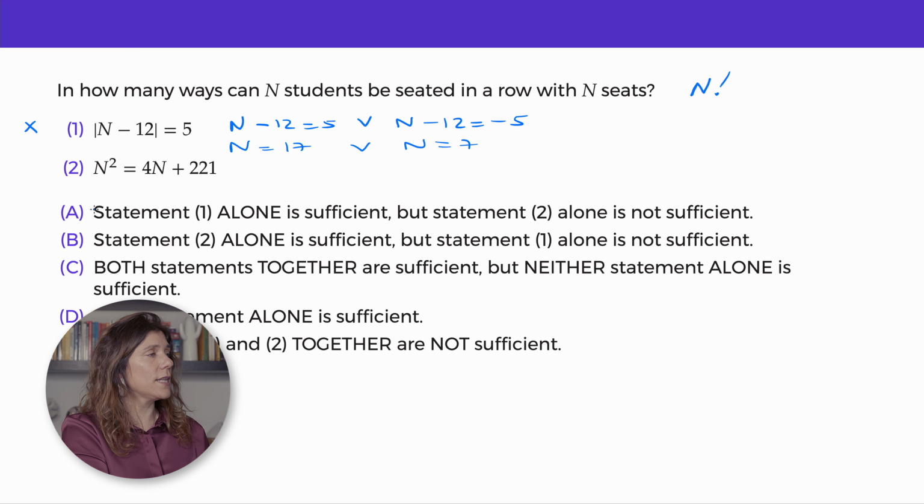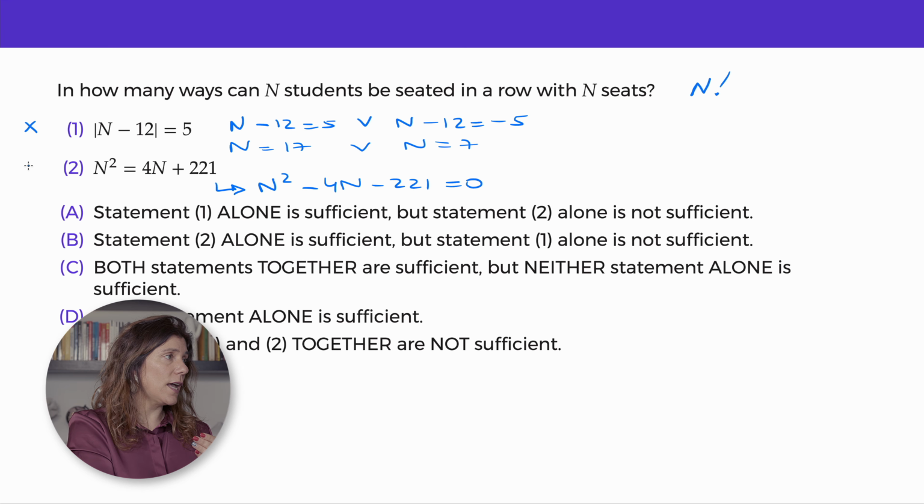Now let's look at statement 2. So here we have a second degree equation. Let's rewrite this. So we have n squared minus 4n minus 221 is equal to 0. So the first thing that may come to your mind here is, okay, if I solve this, I would have two different solutions. And if I have two different solutions, that's going to lead us to the same reasoning as before. So we don't have sufficiency here.